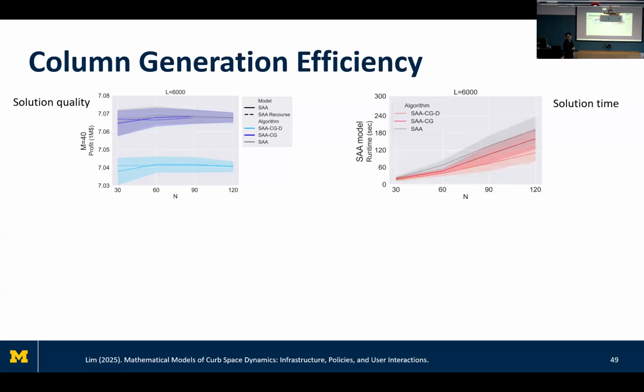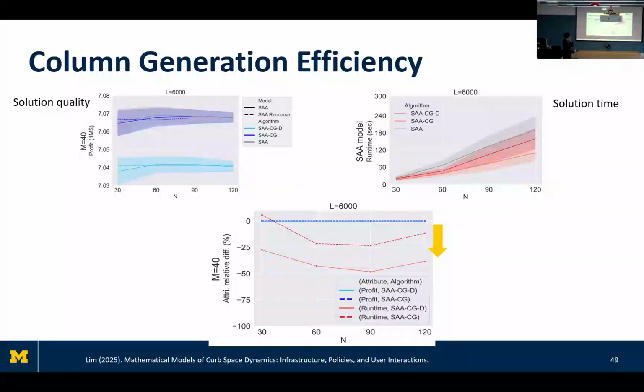However, the solution time differs a lot. You can see the rate of increase of solution time happens more quickly when we use the benchmark method, compared to the red when I do the column generation, and the light red when I do the column generation and dropping procedure. And I forgot to mention the horizontal axis shows the problem scale. So as you have more n, the problem gets harder to solve.